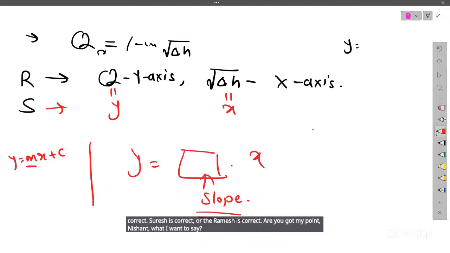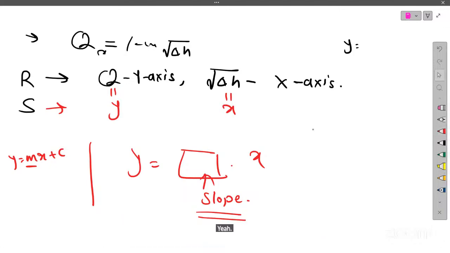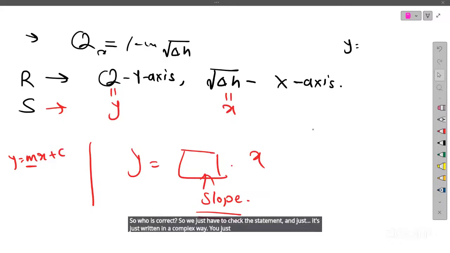But the slope is already given. You just have to figure out who is correct. You just have to check the statement, and it's just written in a complex way. You just have to separate the x and y and find out whatever is there with x, it's your slope. Okay, ma'am. Is it clear? Yeah.